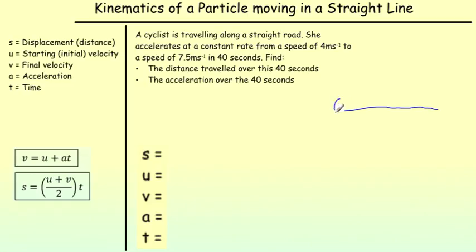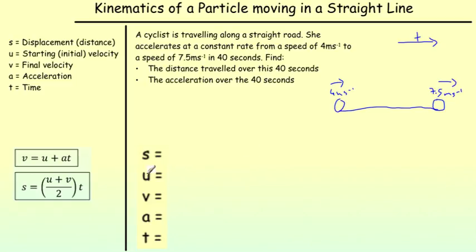We've got our cyclist starts off here, finishes up over there. So the cyclist starts with a speed of 4 meters per second, and it finishes up over here with a speed of 7.5 meters per second. Okay, now I'm going to take the positive direction again to be from right to left.